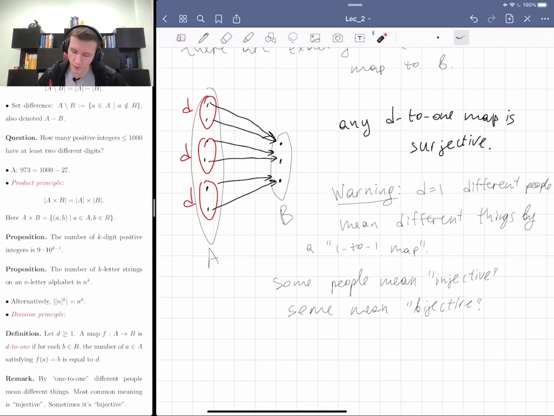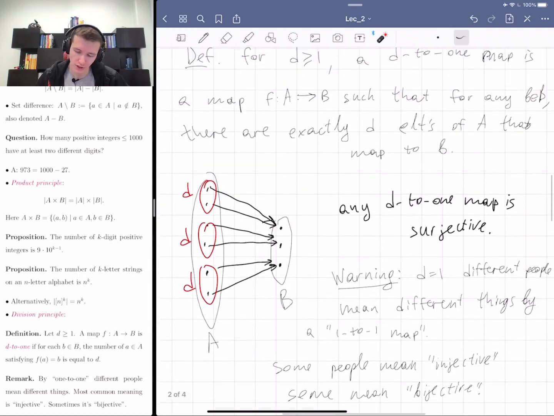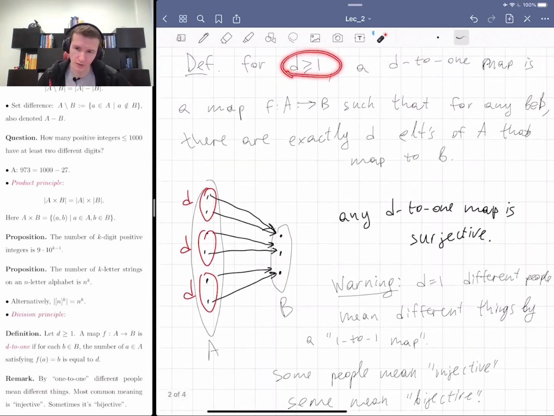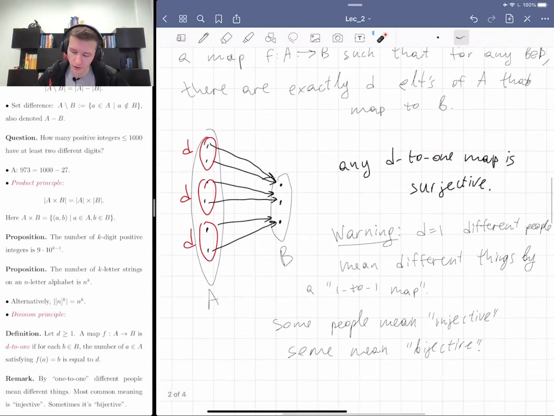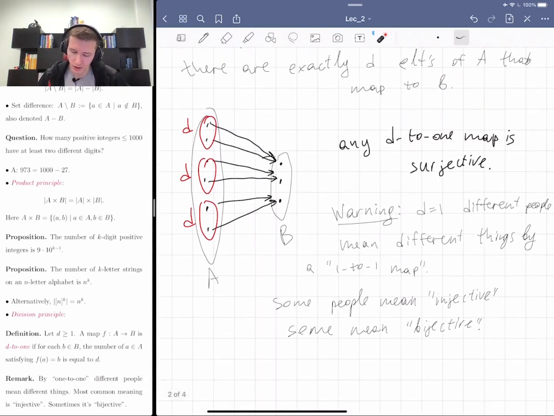The most common meaning for the notion of a 1-to-1 map is an injective map. But if you literally take this definition and apply it, for each b there's exactly one a that maps to b, so you get a bijective map. So in order to avoid confusion, for d equals 1 I'm not going to use this definition above, but I'm just going to use the words injective and bijective to make sure.